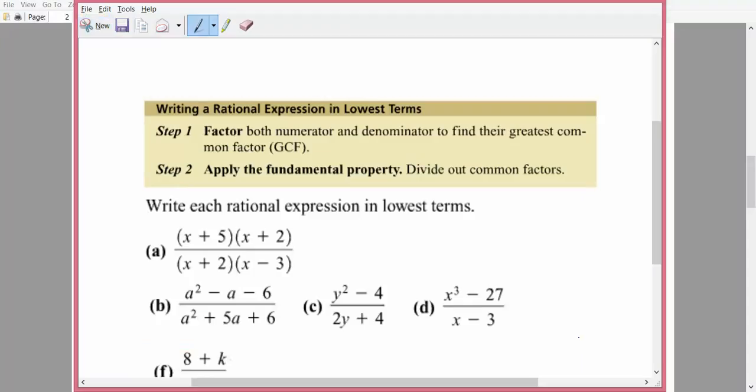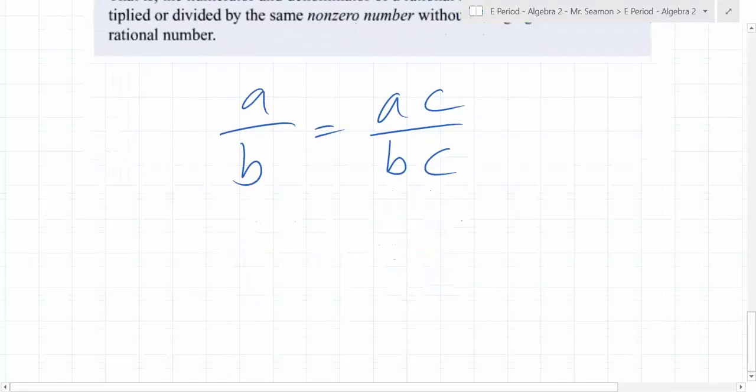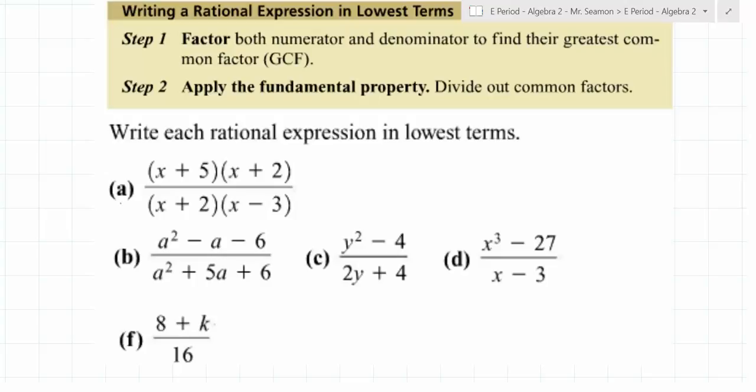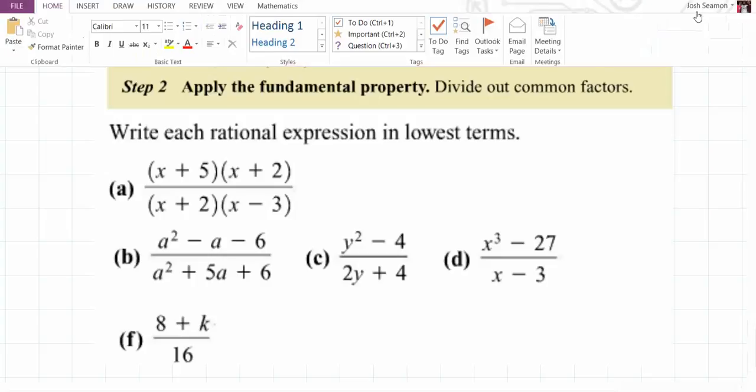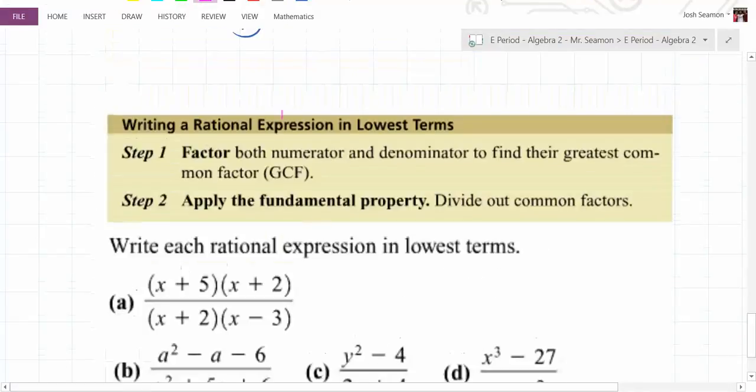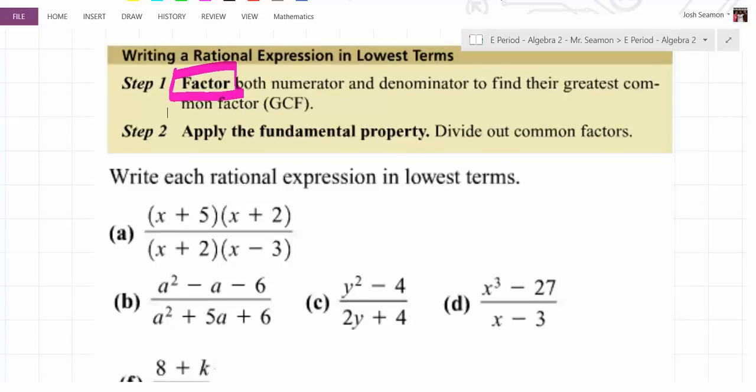What's the first thing you're always going to try to do, if you can? Yes, simplifying is what we're doing, but what's the first thing? Step 1. Factor. Good. This word right here is super important. Factor, factor, factor. Generally speaking, is it easier to work with something that's factored or unfactored? Factored. Usually it's much easier to deal with something that's factored, right?